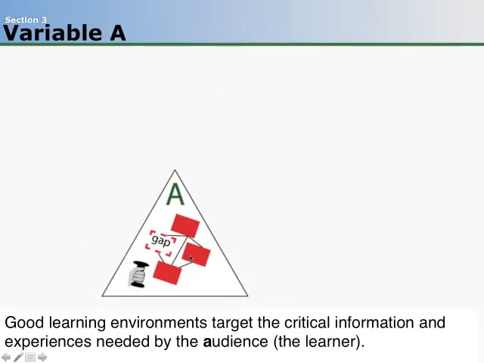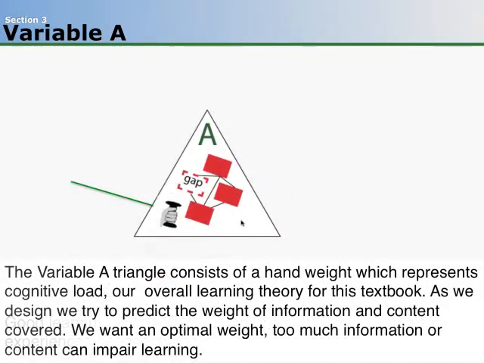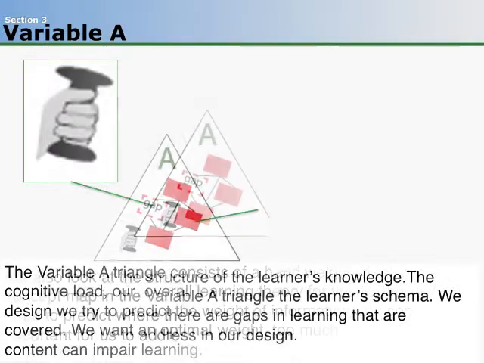Variable A stands for audience. And we think of a good learning environment as an environment that targets the critical information and experiences needed by the audience, which is the learner. The variable A triangle consists of a hand weight, which represents cognitive load, and cognitive load is our overall learning theory. As we design, we try to predict the weight of information and content covered. We want an optimal weight, since too much information or content can impair learning.